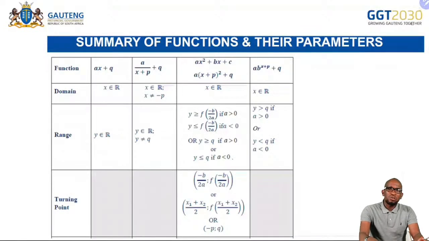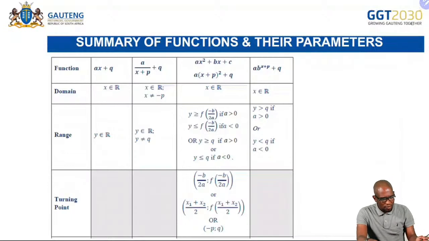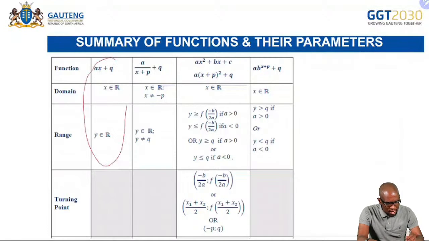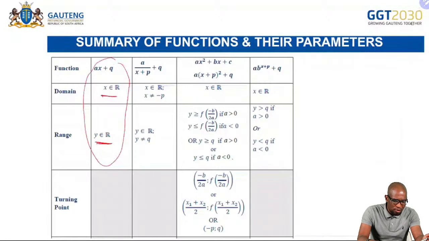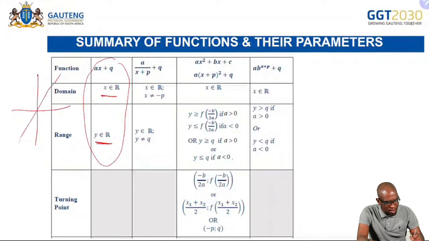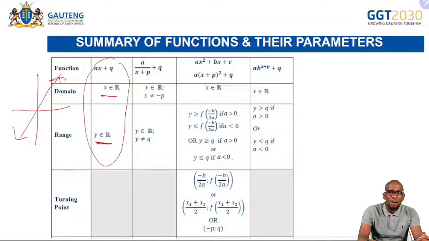Right, let's look at the summary of the functions and their parameters. If you check here, we have a straight line graph. We can see that the domain is x, an element of all real numbers, and the range is y, an element of all real numbers. We are talking about a straight line. Obviously, we know a linear function is defined from minus infinity to infinity, provided that there are those arrows there.